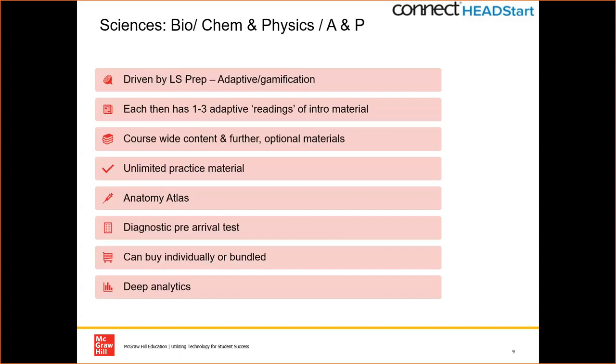So just an overview of the couple of packages, the sciences. As we heard from Gail, we have adaptive technology and SmartBook. We also have another adaptive package called LearnSmart Prep, which is a gamified adaptive engine that helps individualize the learner journey so students can confidently understand the basics before coming into their degree program. We then embed some of those SmartBook readings that are very much introductory material.